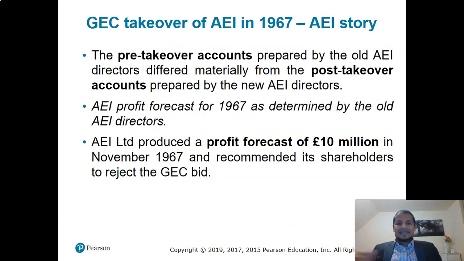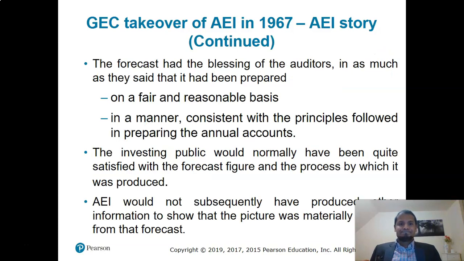So as we mentioned before, GEC's takeover. What actually happened, if I say in a nutshell, before the takeover by AEI, GEC prepared the financial statements before the takeover, and they showed that the profit of the organization was 10 million in November 1967. All right, this is what they focused on, and this is the profit they showed in their financial statement, right? But what happened afterwards? The focus was kind of the blessings of the auditors. Why? The auditor says the financial statement is fair, reasonable, all right, and it is consistent with the principles followed in the annual accounts, and that's why they say, oh, this is correct, right?